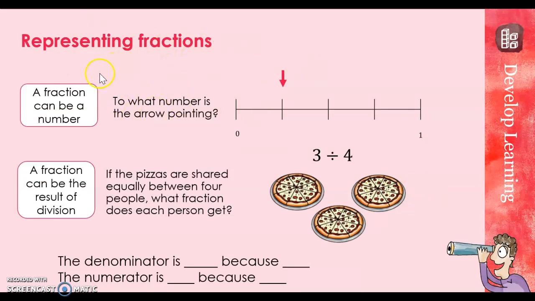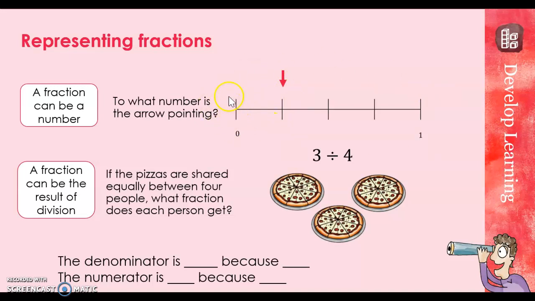We could also represent fractions on a number line. Now here you can see we have a number line. Now the number line goes from 0 to 1, so the whole number line represents 1. It's been split into 4 equal parts. So what fraction does each of these represent?